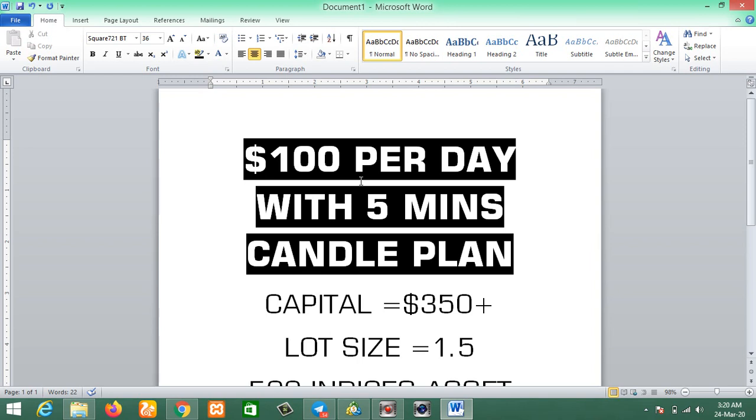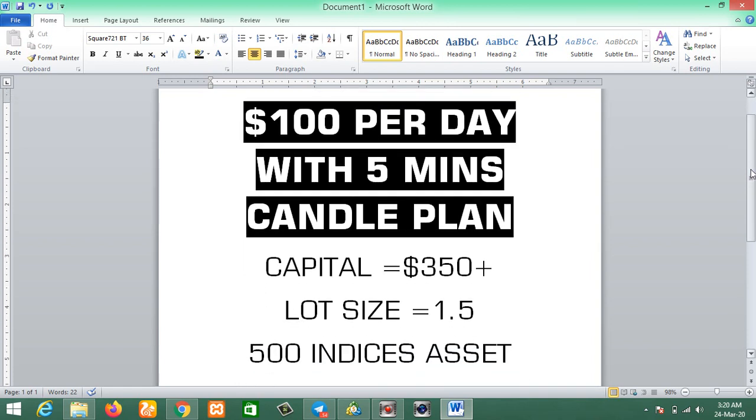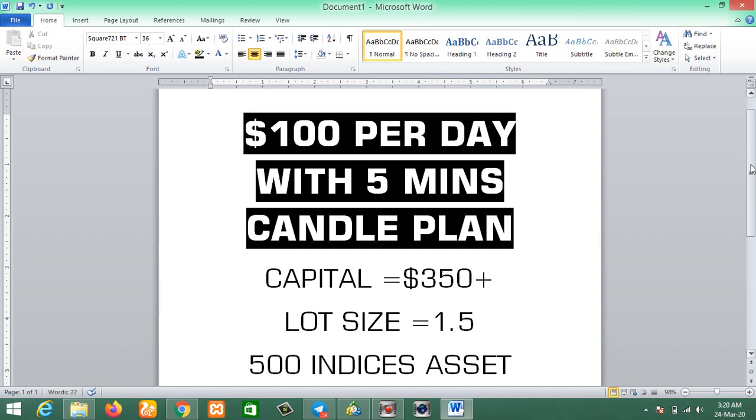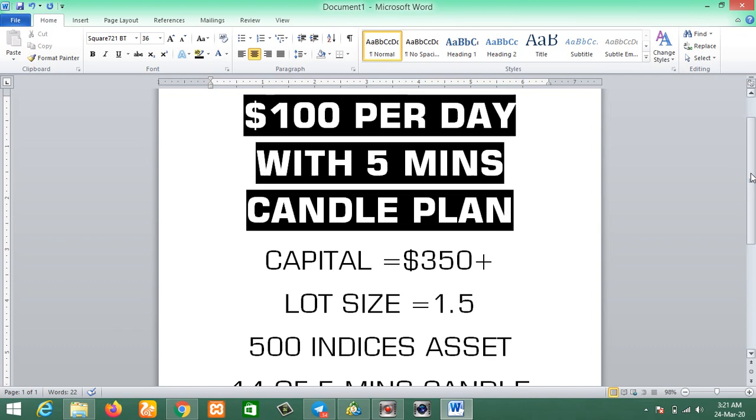Okay, so let's look into my worksheet right here in front of me. Let's see the plans we've made and how we can follow it to achieve our daily target of $100. To partake in this exercise, your capital must be $350 plus. That means $350 or above. The lot size you'll be using is 1.5.